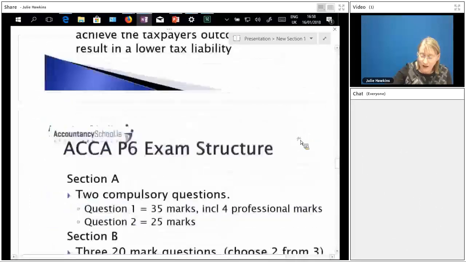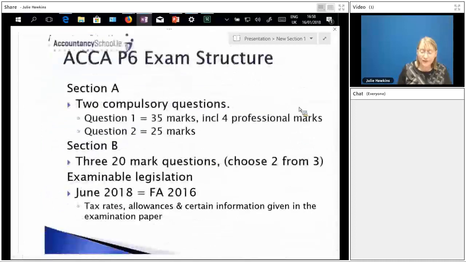Now, the layout of the P6 exam is there's 2 sections. There's section A, which is the compulsory section, and this is 60% of the paper. Question 1 is a multi-tax question. It is 35 marks, which includes 4 professional marks for how you present the answer. And it will usually involve 3-4 taxes, and it is a very, very detailed question with a very detailed requirement section. Question 2 will be another practical scenario, not as long obviously as question 1 and not with as many taxes, but still quite detailed.